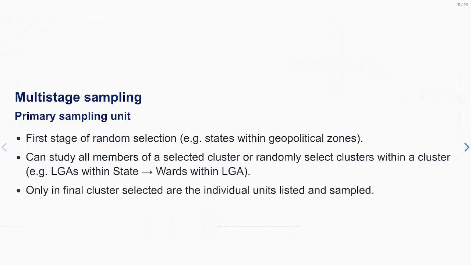We have what is known as the primary sampling unit, and this is the first stage of random selection. So, for example, states within a geopolitical zone. We can study all members of a selected cluster or randomly select clusters within a cluster. So within the state, we can have clusters of local governments, and within local government, we can have clusters of wards. Only in the final selected clusters are individual units listed and sampled.